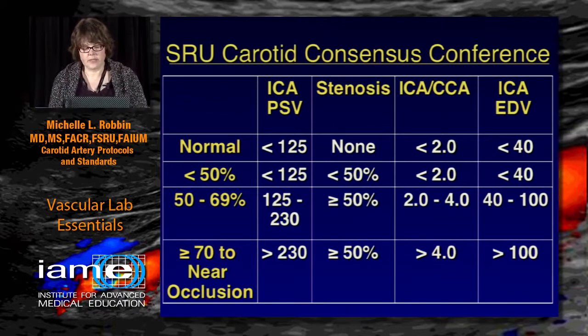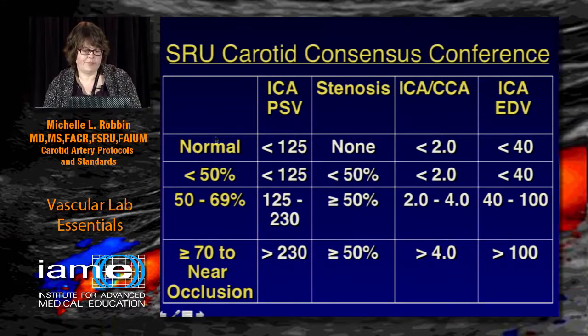Well, the Society of Radiologists in Ultrasound had a consensus conference where they had vascular surgeons, cardiologists, and radiologists, and they came up with this table several years ago. If it's normal, the peak systolic velocity is going to be less than 125. You're not going to see a visible stenosis. The ICA-CCA ratio is going to be less than 2, and end diastolic velocity is going to be less than 40. So we use less than 50%, less than 125, basically, less than 2 for ICA-CCA ratio, and less than 40 for EDV.